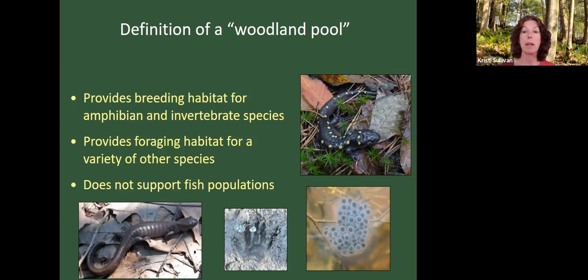They lay their eggs in April, and so they come to the water, they lay their eggs, and then they go back to the forest for the rest of the year. So they're really forest species, but they depend on that woodland pool for laying their eggs and for the larvae to hatch and grow until they move out onto land.